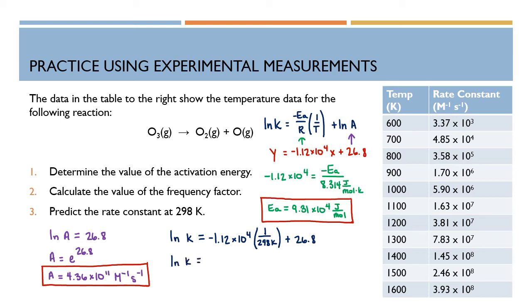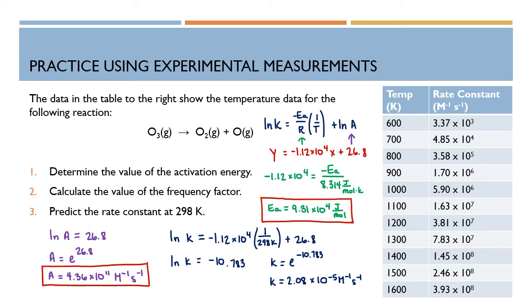Now the y part is the natural log of k. So the natural log of k is equal to negative 10.783. I just typed all of this into my calculator. So that means k is equal to e to the power of negative 10.783. So that means k is equal to 2.08 times 10 to the negative fifth meters to the negative first times seconds to the negative first.